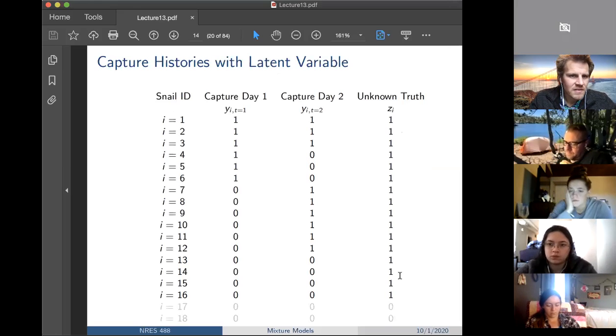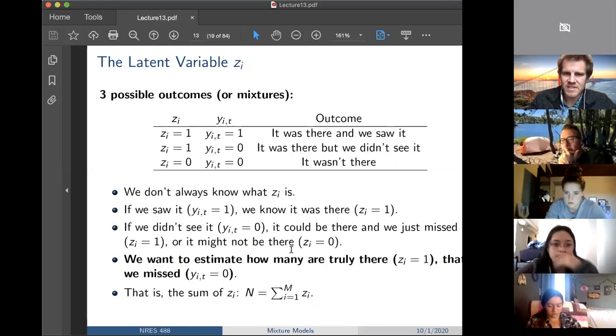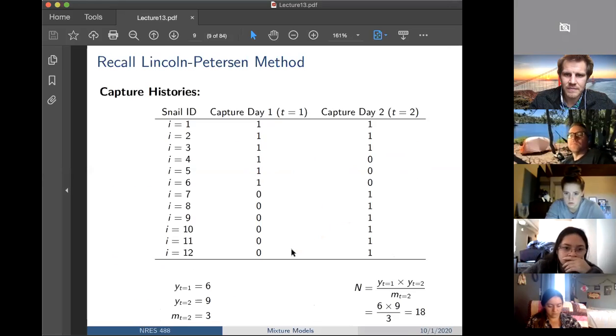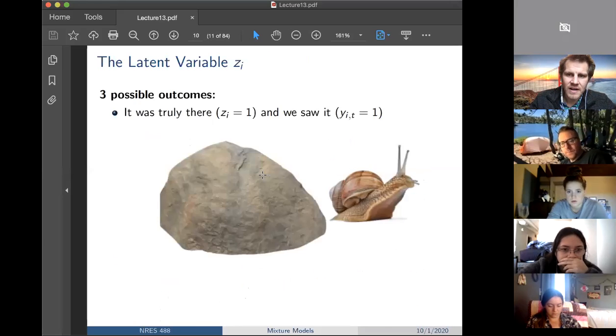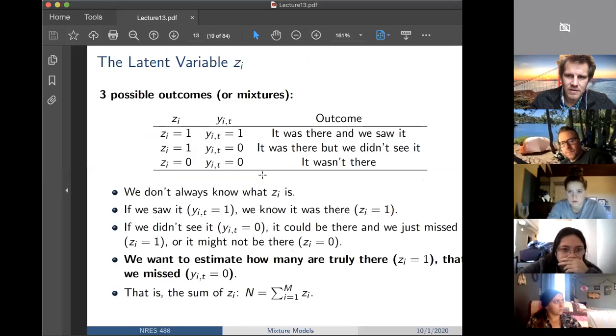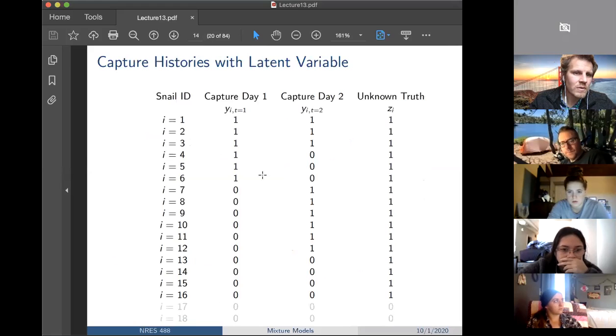This is truth. We're an oracle, we can see the truth. So we know that there were 16. We saw in our first slides here that there were 16 snails. Yeah, I have 16 in here. There are 16 snails in this population. So this slide right here represents how we would actually write this out if we knew what truth was.